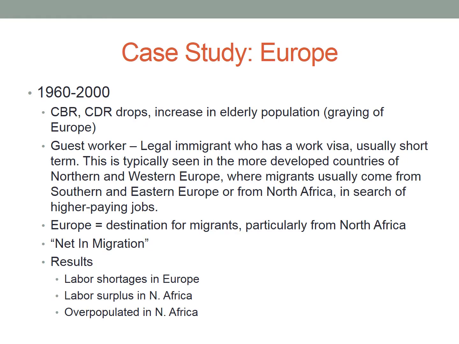So now, fast forward, from 1960 to 2000, there's more in-migration. And to a certain extent, we can extend this beyond 2000 up to now, because this applies to Europe even to this day. The crude birth rate and crude death rate are very, very low. Life expectancy is very, very long. So there's a very large elderly population, what we call the graying of Europe.